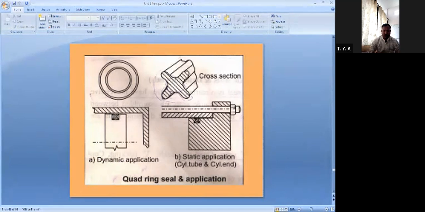This cord ring seal is modified from the square type cross section, which is made from homogeneous synthetic rubber. This cord ring is quite versatile, and it can be used for static application as well as in rotary or reciprocating application. That means dynamic application. I have shown it in this slide. Getting it?